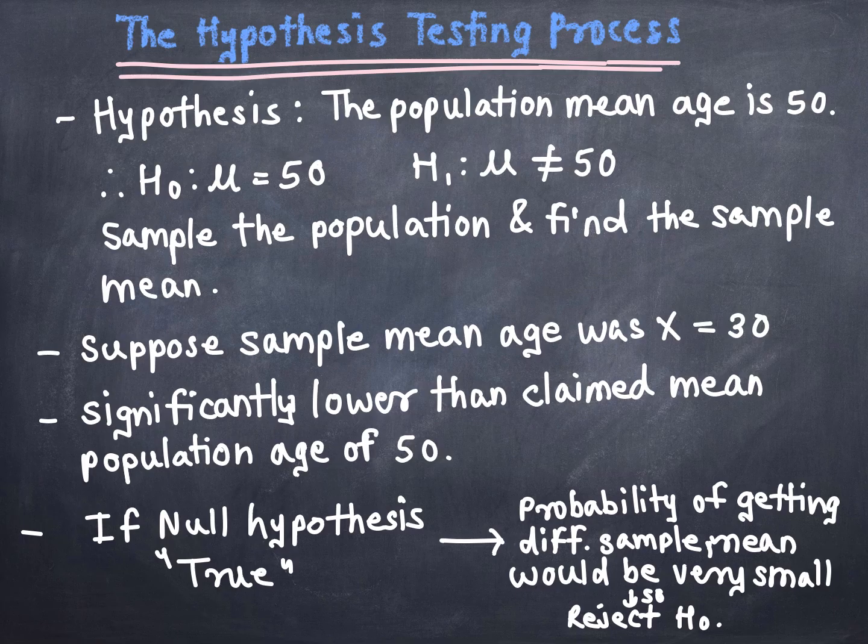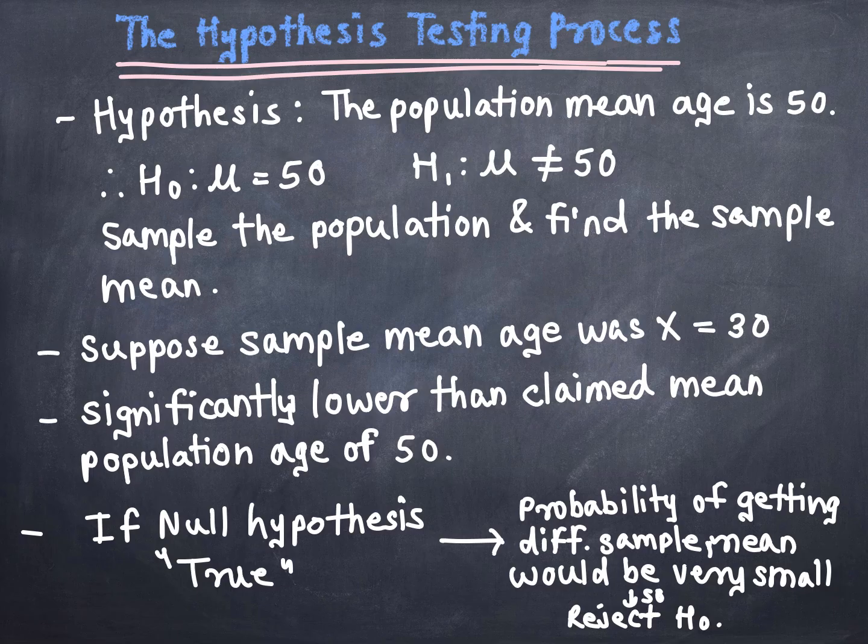Hello friends, now in this video we are going to learn about the hypothesis testing process. The first thing is we need to consider a question. The population mean age is 50. Now we need to sample the population and find the sample mean.